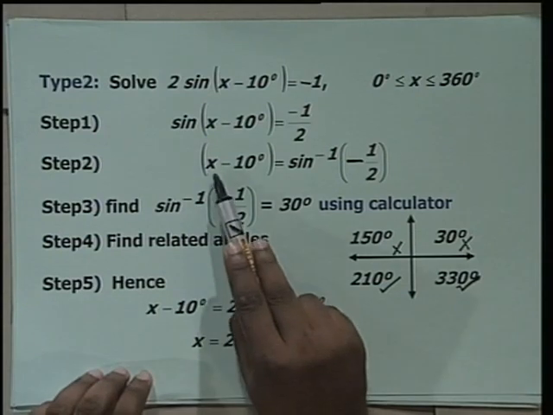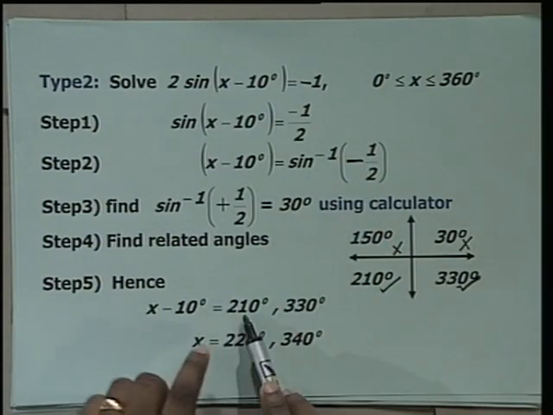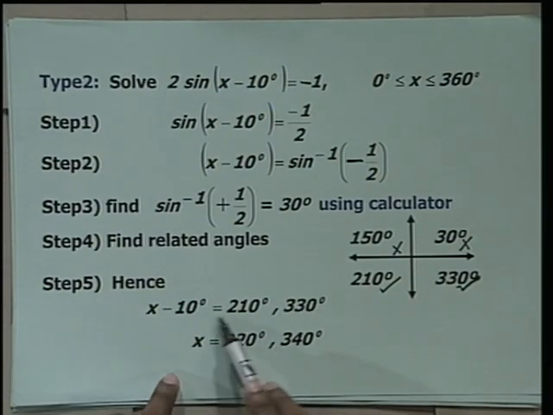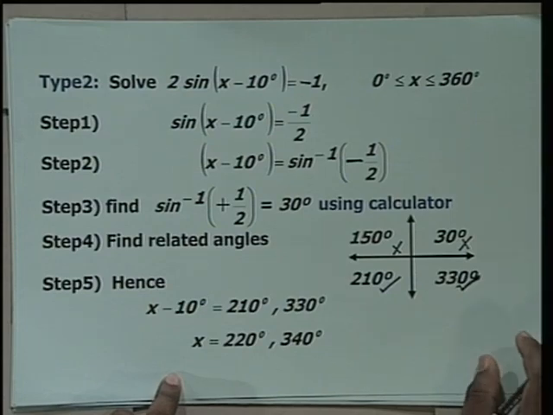So we are going to write x − 10 equal to sine inverse minus half. It is equal to 210 or 330. Sending the 10 to the other side, we obtain x equal to 220 and 340 degrees.